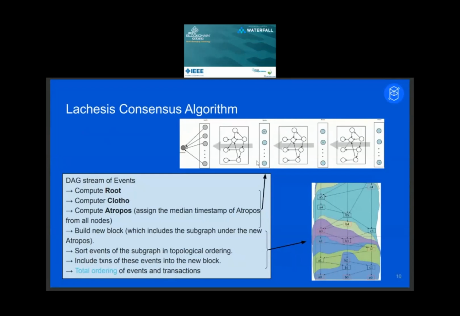Once the new atropos is found, it can create the new block. It will take the subgraph under the new atropos, and it only considers those events that haven't been considered before. It then sorts the events of the subgraph in topological ordering. It will include the transactions of these events into the new block. So for the whole process, we will have a total ordering of events and transactions. The whole process is deterministic and happens very quickly.